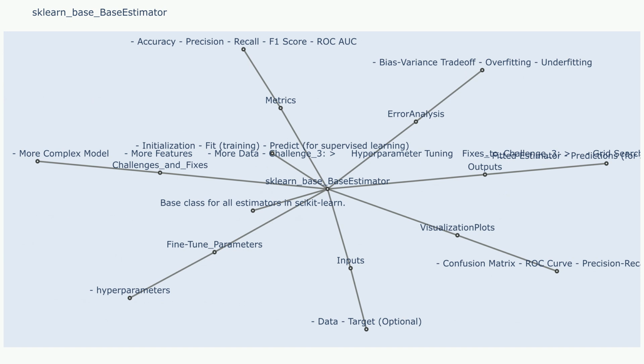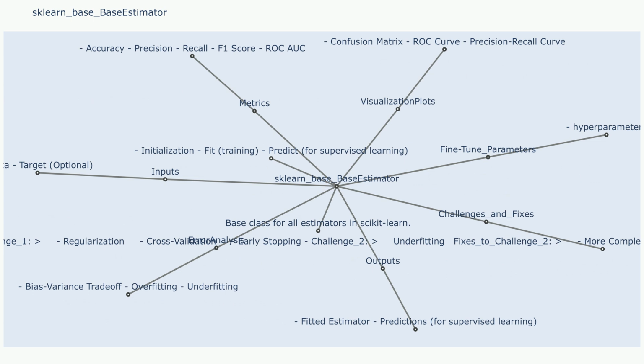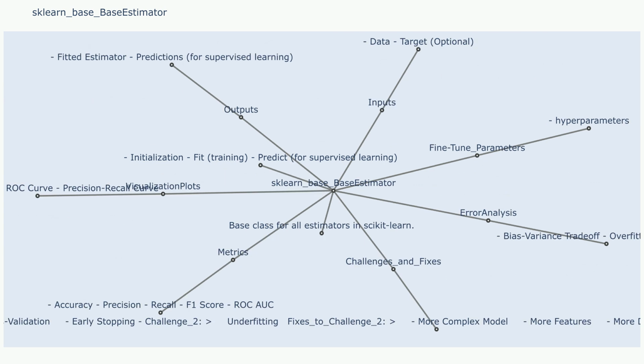Challenge 4: imbalanced data. The target variable is not evenly distributed across the classes, leading to biased models. Sample use case that resulted in challenge 4: a dataset where one class is significantly more frequent than the others. Fixes to challenge 4: use techniques like oversampling, undersampling, or synthetic data generation to balance the dataset. Use class weights to penalize misclassifications of minority classes. Use appropriate metrics that are robust to imbalanced datasets, such as F1 score or AUC.